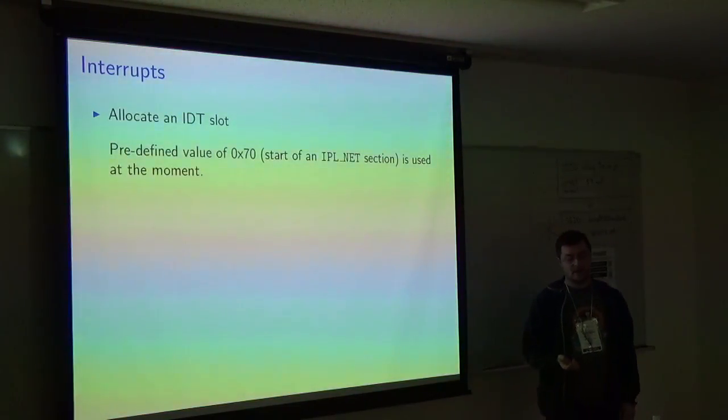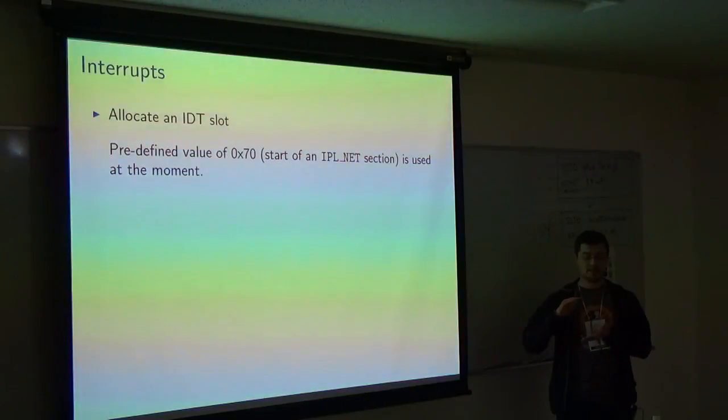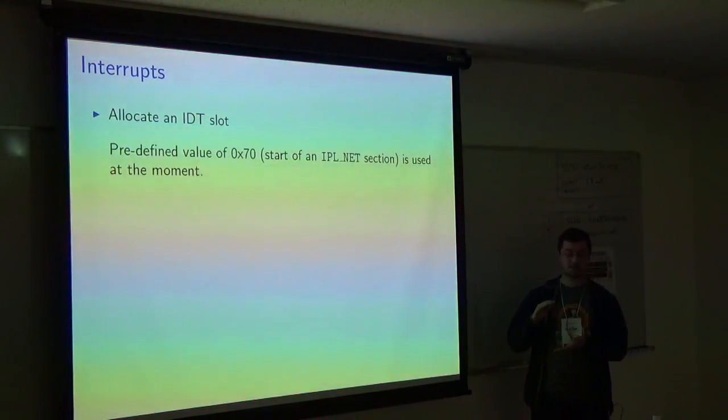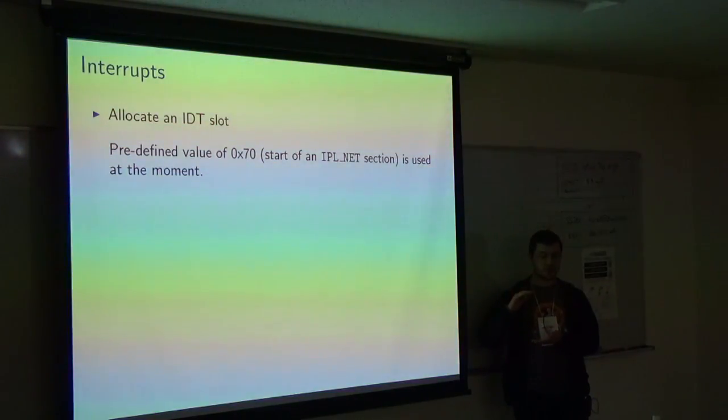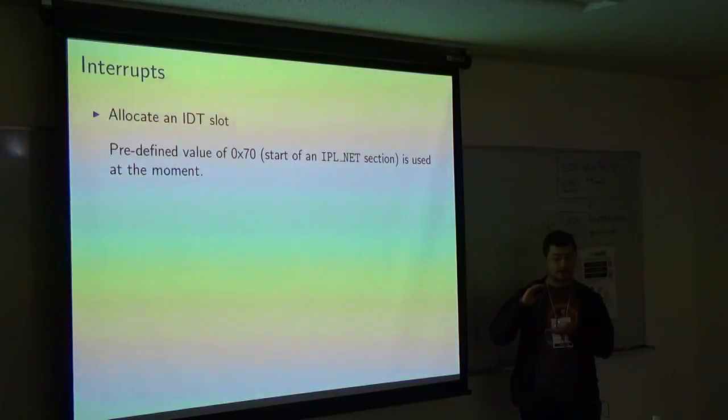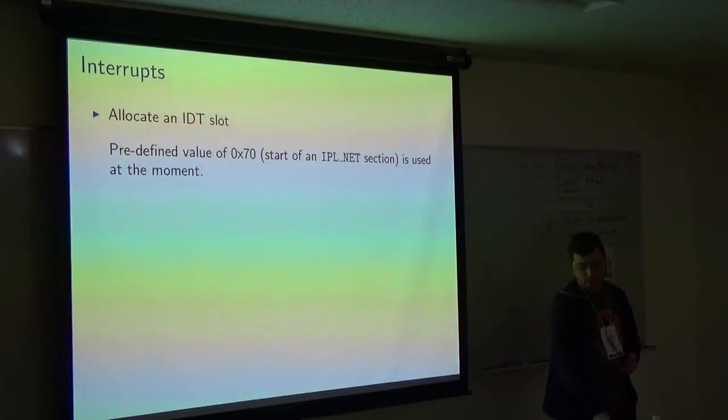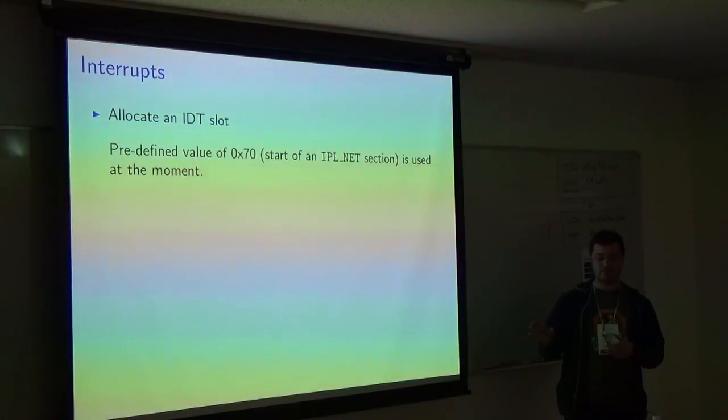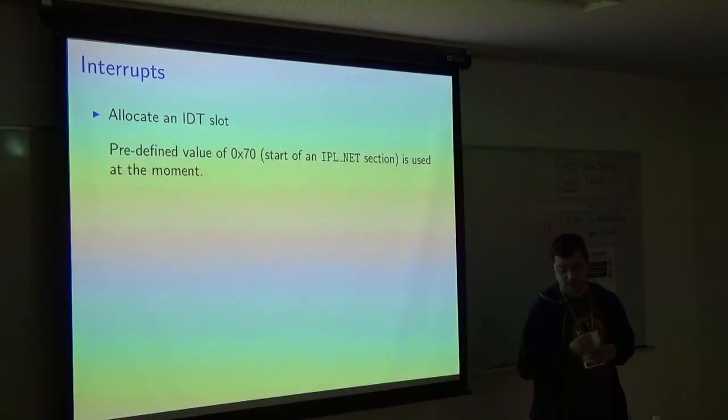We predefine vector 70 hex. It says here it's the start of an IPL net section. The thing is, in OpenBSD we still use interrupt priority levels, although in AMD64 they're implemented purely in software. But the IDT table itself is partitioned into sections for different IPL levels. And we just pick the first available vector in the IPL net section, meaning that all of the Xen interrupts are executed under IPL net. It's the highest required interrupt priority level for Xen interrupts. IPL bio, which we would use for the disk interrupts, is actually lower than IPL net, so we don't need to go anywhere higher.